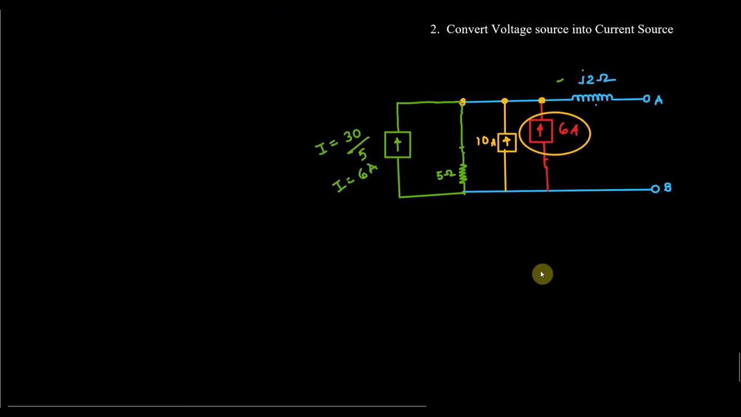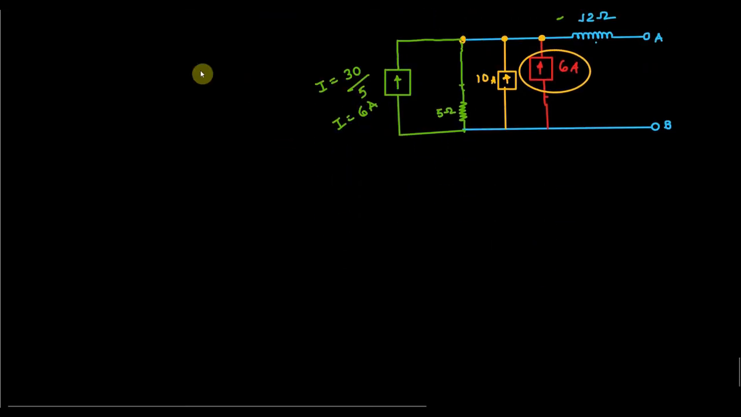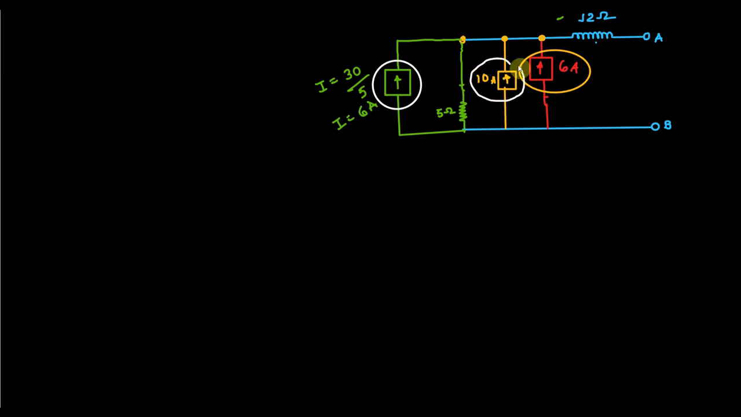Okay, so now we will see in this network that we have three sources. This is the first source, which is a current source. This will be the second source, which is again a current source, and this will be the third one.